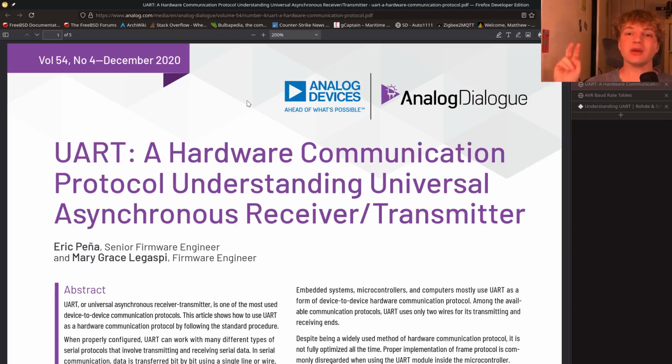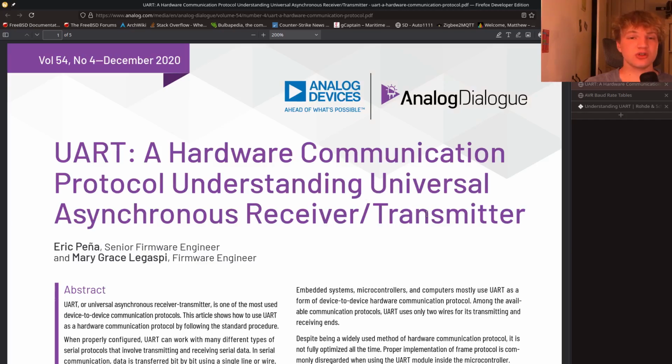Now, the last of the big three embedded protocols is UART. UART is also very popular, but it has one very key difference to SPI and I2C, and that's that it's technically not a master-slave paradigm protocol. So what I mean by that is essentially it's in the name.